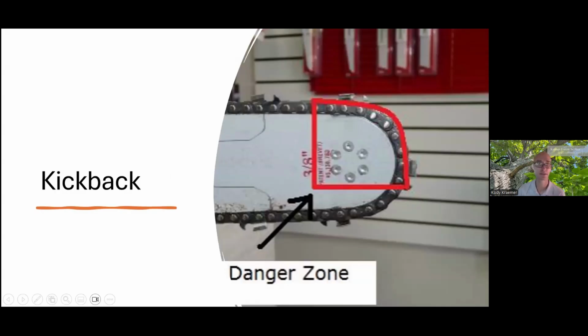Once again, this is a little diagram of that danger part of the cutting tip. We don't want to initiate any cuts with the top part of the bar tip. We're better off starting a cut with this portion of the chain rather than the portion up here. There are plenty of YouTube videos out there that demonstrate kickback, and we'll skip that for today, but just know that you can find lots of YouTube videos on what kickback is.